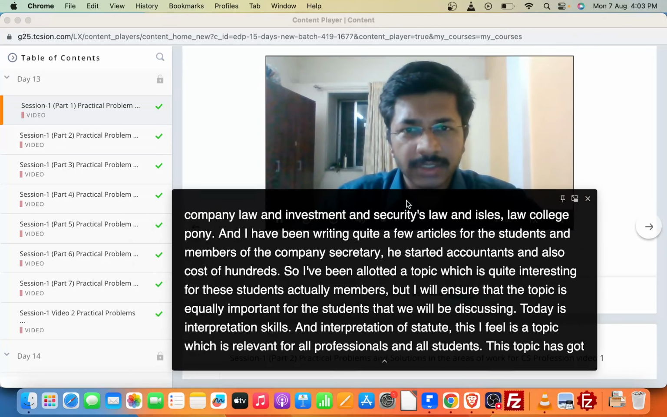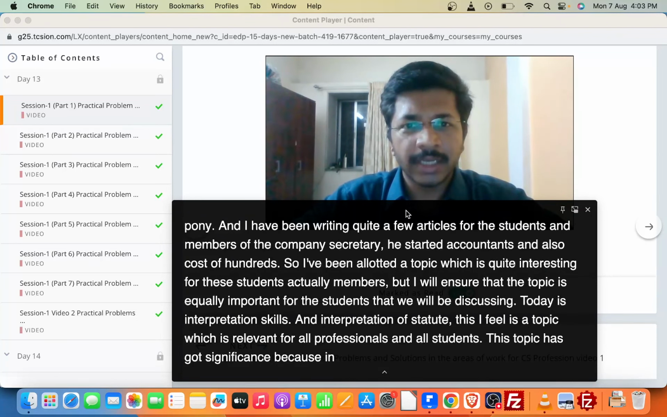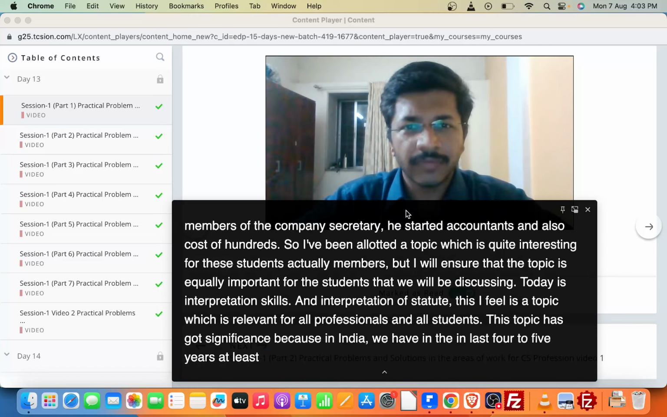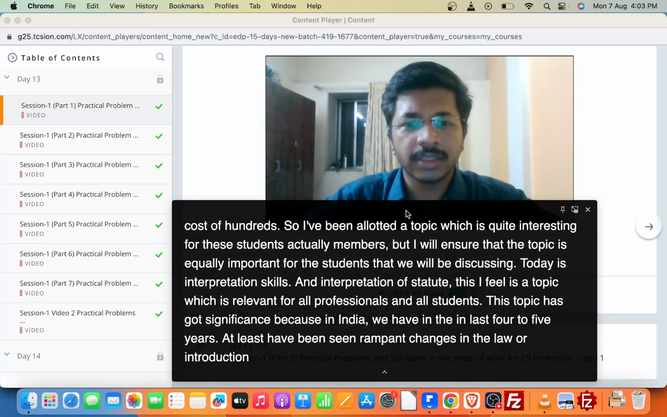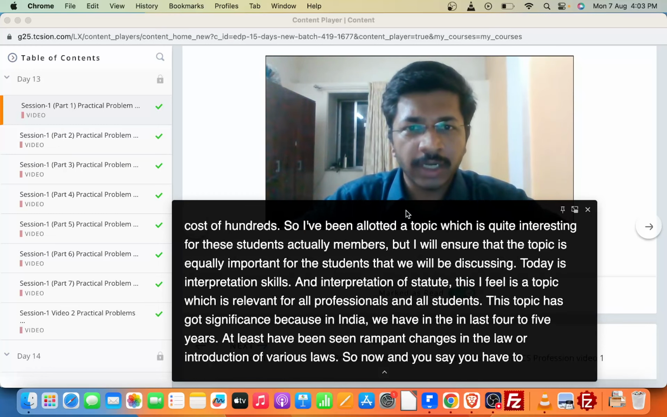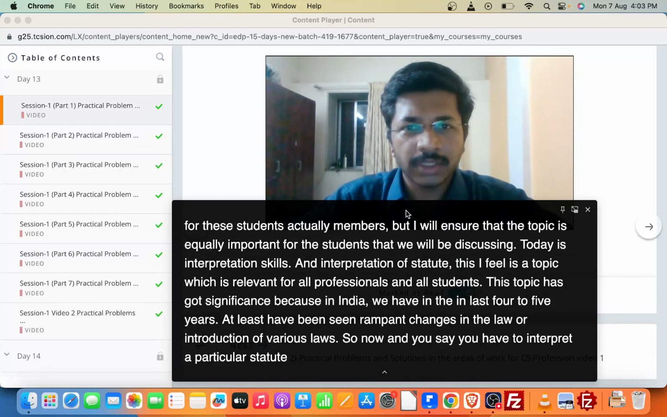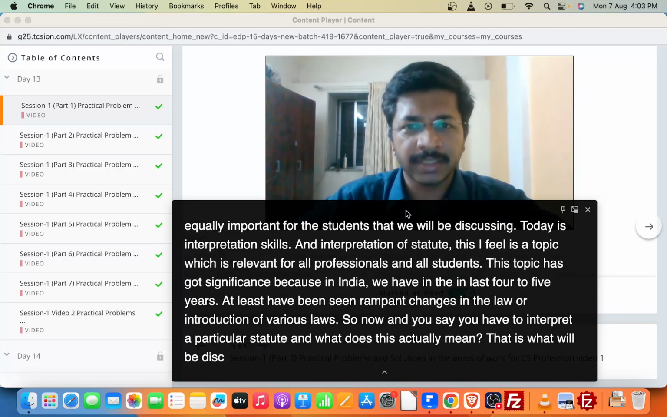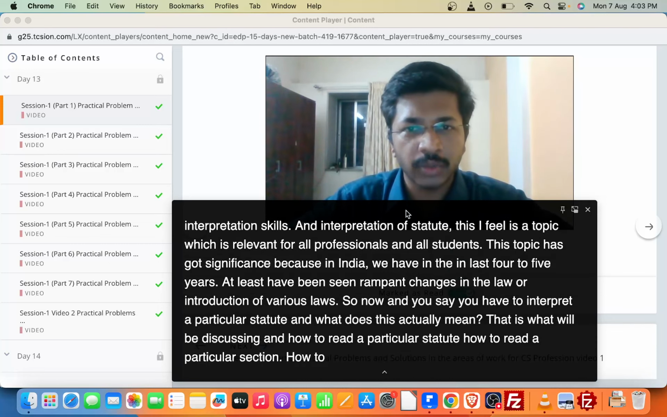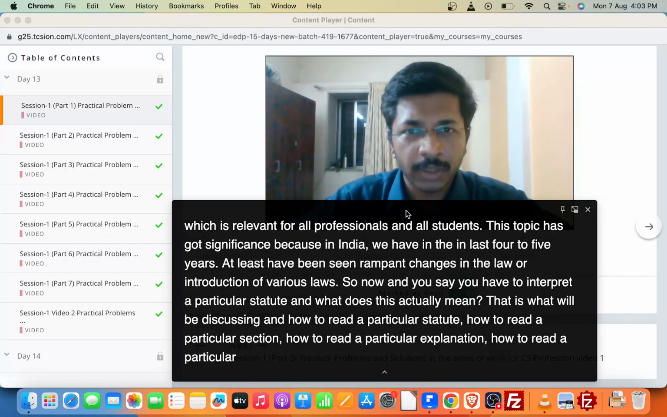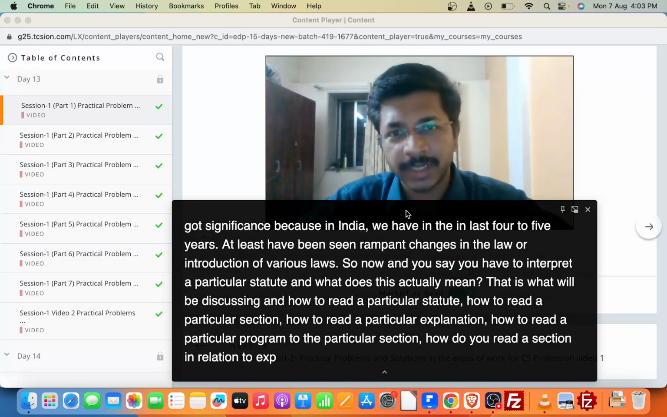This topic has got significance because in India, in the last 4 to 5 years at least, we have been seeing rampant changes in the law or introduction of various laws. So now when you say you have to interpret a particular statute, what does this actually mean? That is what we will be discussing, and how to read a particular statute, how to read a particular section, how to read a particular explanation, how to read a particular proviso to the section, how do you read a section in relation to an explanation and a proviso.